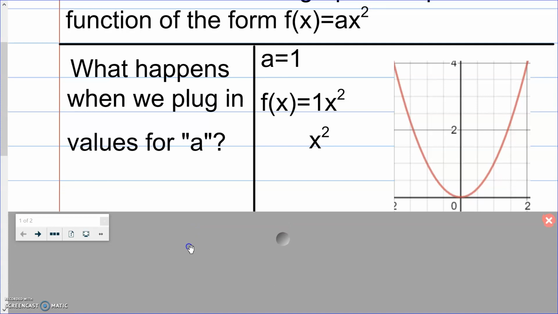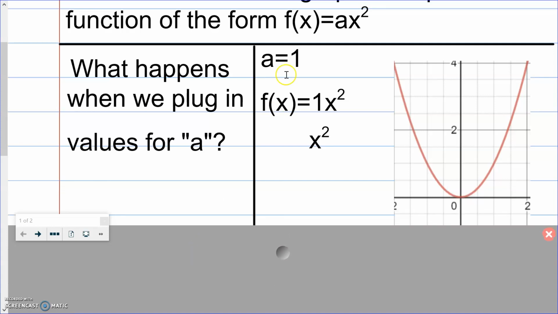So for our first look, we are going to plug in a equals 1. So f of x equals 1x squared. But 1 times x squared is simply x squared, so you'll see it more commonly as just x squared. And this is called our parent graph. Our parent graph goes through the origin and back up. It faces up.